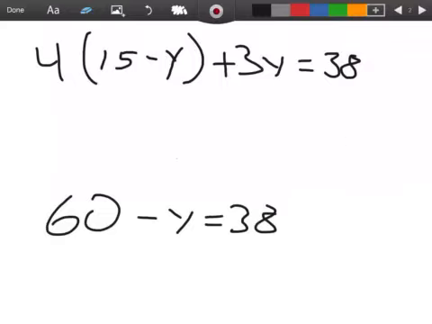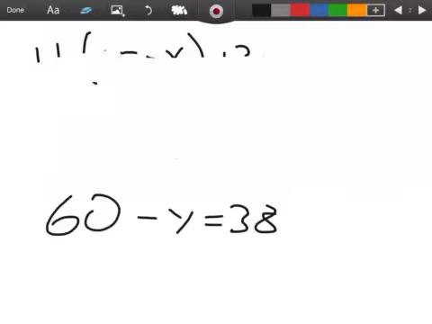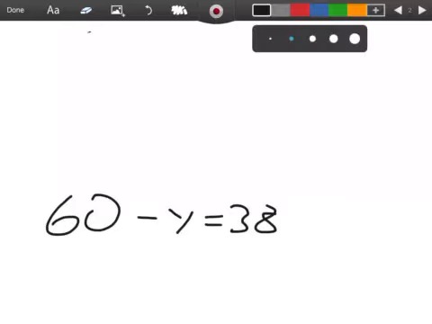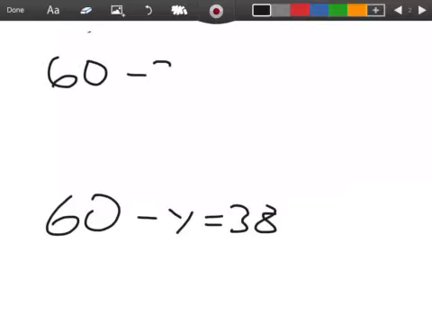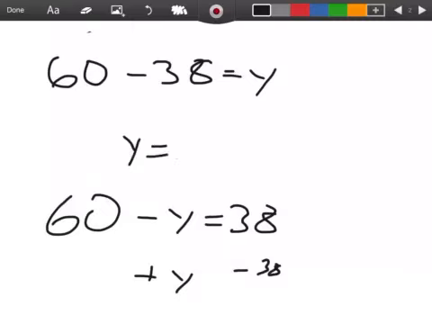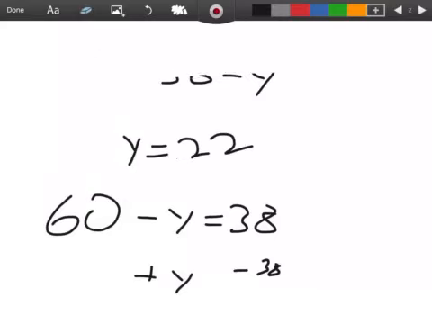Okay, now we can subtract 60 on both sides. And we add y on both sides, and get 60 minus 38 equals y. And 60 minus 38 is 22, so y equals 22. But we're not done yet.